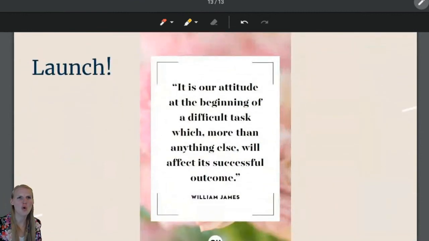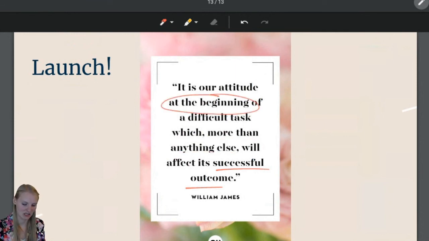Alright, and as always, we will end our video with a launch. So today's launch comes from William James, and he says, excuse me, it is our attitude at the beginning of a difficult task which, more than anything else, will affect its successful outcome. We all like successful outcomes, right? We like to finish the things that we're trying to do, and we like to do them well. So, more than anything else, your attitude at the beginning of a difficult task affects its outcome.